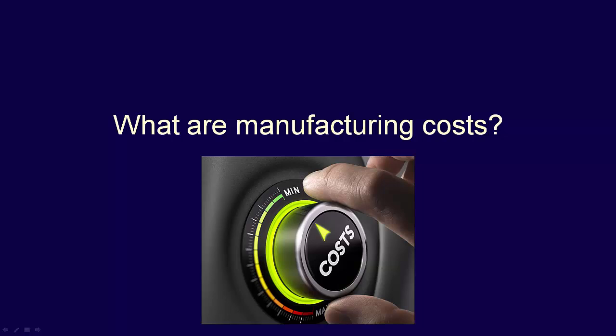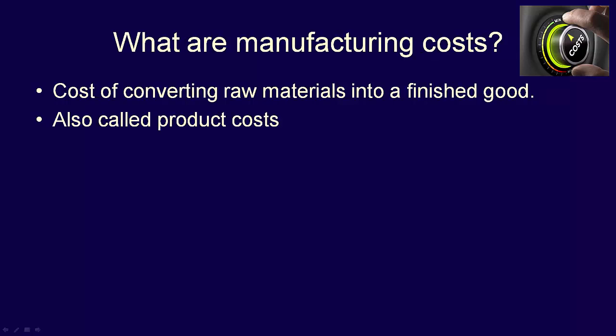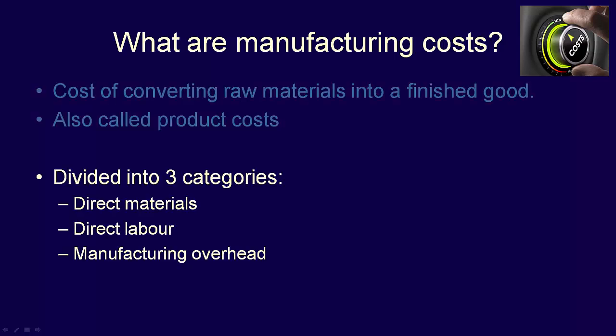What are manufacturing costs? First, we have to define manufacturing. Manufacturing is the process of converting raw materials into finished goods. That process involves costs, manufacturing costs. What are manufacturing costs, also called product costs? Manufacturing costs are divided into three categories: direct material, direct labor, manufacturing overhead. Let's explore each one individually.